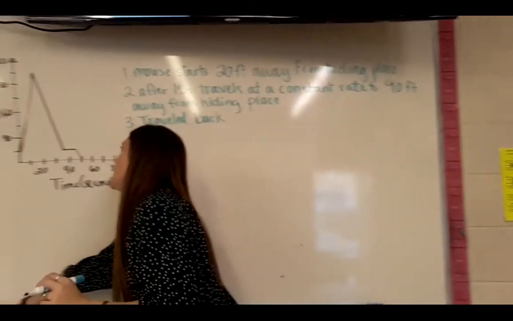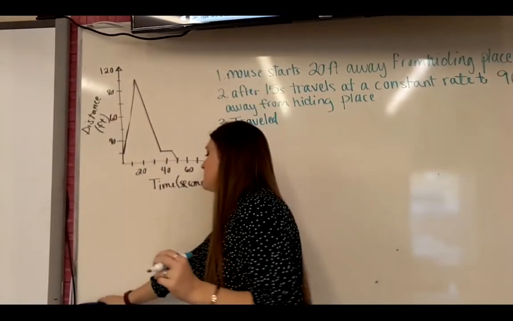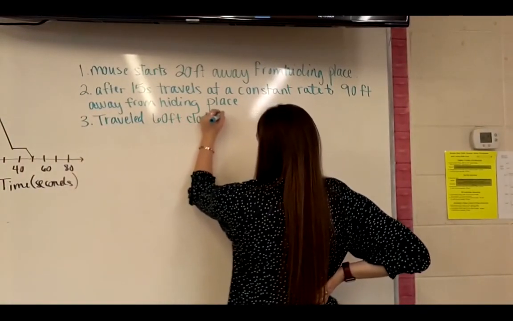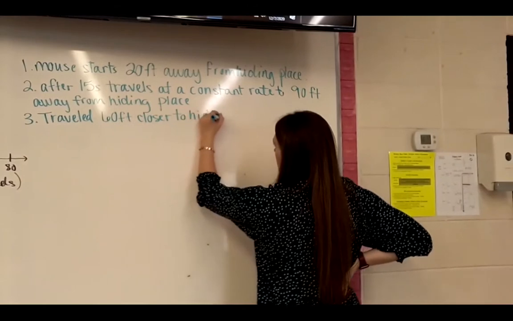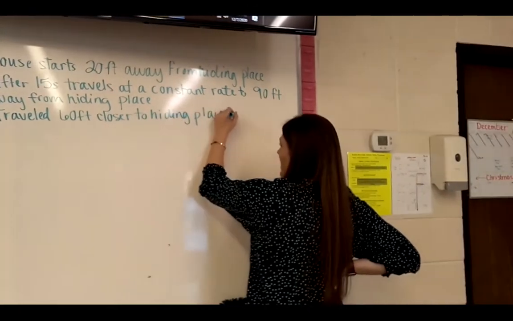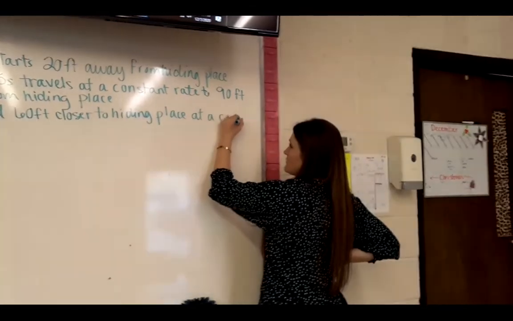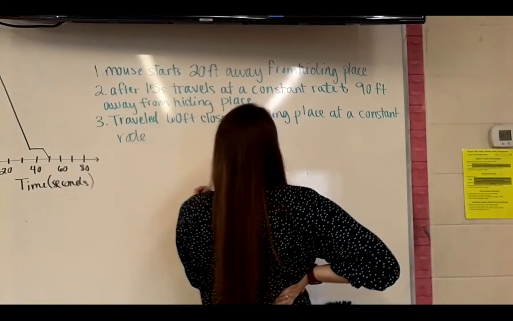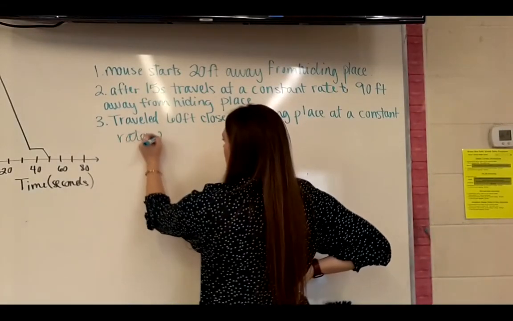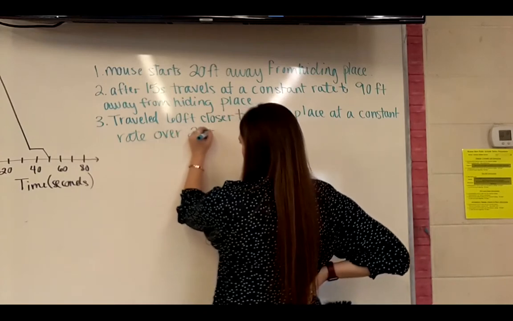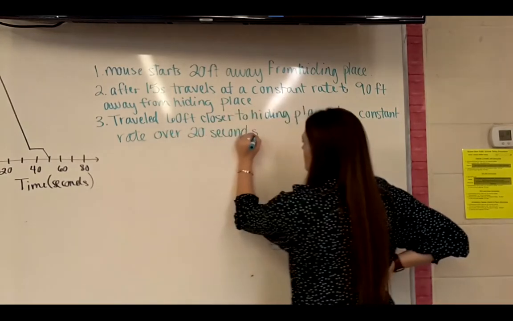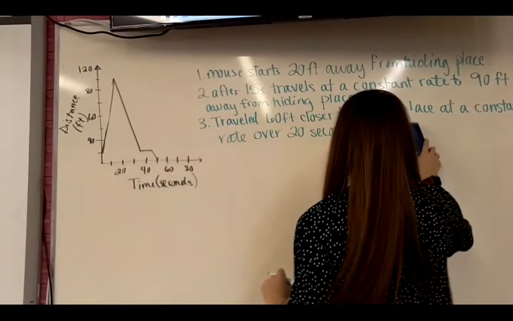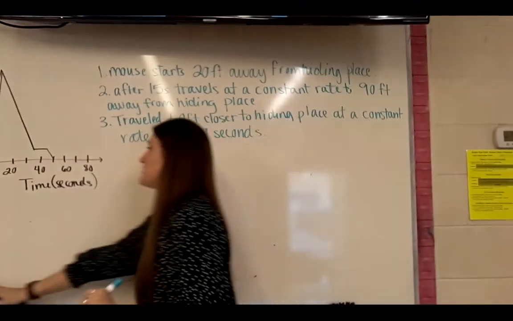No, I'm not going to say that. I'm going to say traveled 60 feet closer to hiding place at a constant rate. Have to have that. Traveled 60 feet closer to hiding place at a constant rate over 20 seconds. I'm going to say ending up at 20 feet. Or actually, that's not where we end up, so I'm just going to leave it alone. Back 60 feet over 20 seconds.